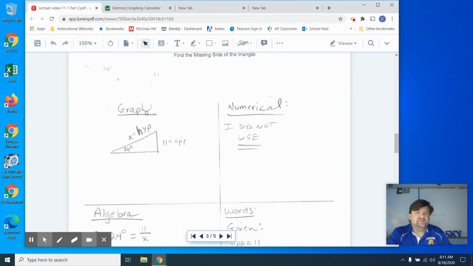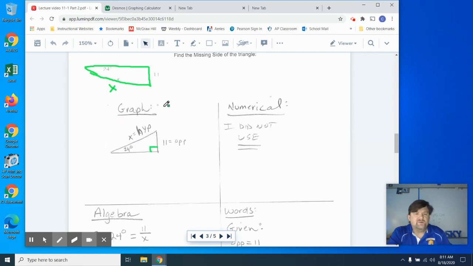This again is out of your book, but I'll show you the triangle right now. The triangle is this one here. So it looks like that. This one's labeled X, and this one's 11, and that one's 24. So when we look at this, I redrew it so I can see it a little better. I like to do that.